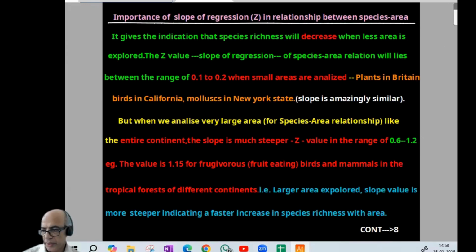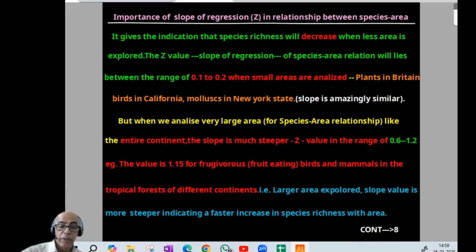So when we start to discuss the next page, the importance of the slope of regression Z in the species area relationship. See, it gives an indication that species richness will decrease when less area is explored. The Z value, the slope of regression of the species area relation, lies between the range of 0.1 to 0.2 when small areas are analyzed. So when small areas are analyzed, the value will be somewhat constant, like 0.1 to 0.2. Typical examples: plants in Britain, birds in California, mollusks in New York State, etc. The slope is amazingly similar for small areas. That may be the reason.